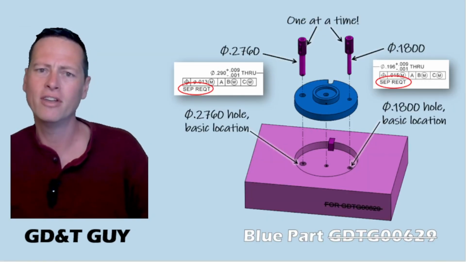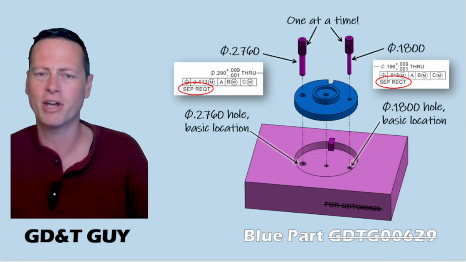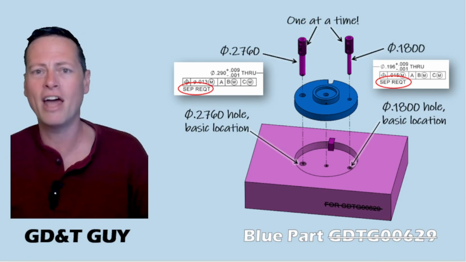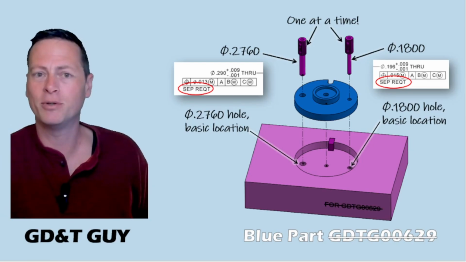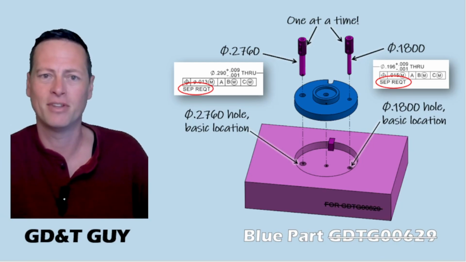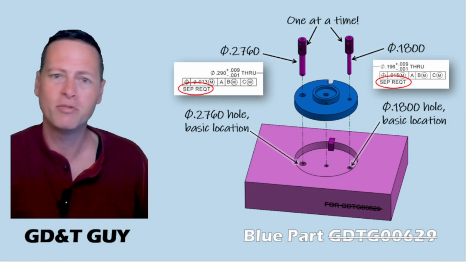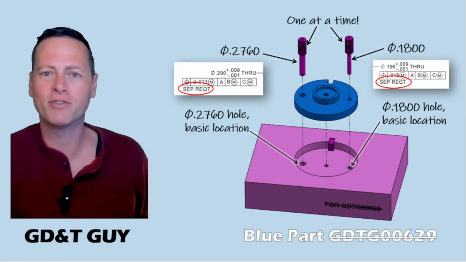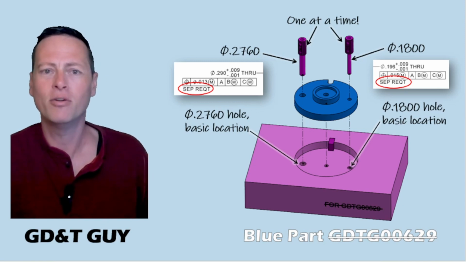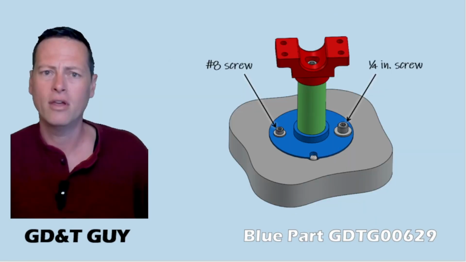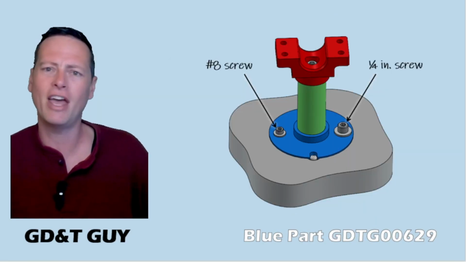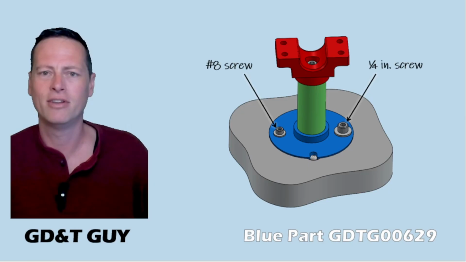And in so doing, communicates that now for this inspection, we only have to do one pin at a time. If we're on simultaneous requirement, we have to be able to install both pins at the same time. If we are on separate requirement, we do one pin, we remove it, we shift and rotate the blue part if we need to within the confines of the datum simulators, and then we do the other pin. This could make sense if we were going to only ever do one of these screws at a time, either the 1/4 inch or the number 8.